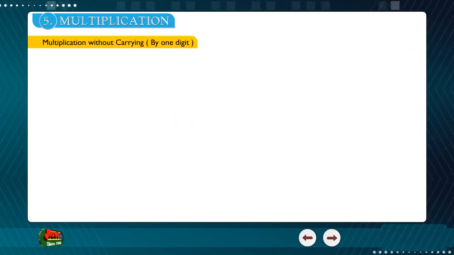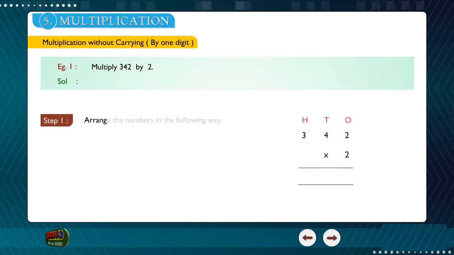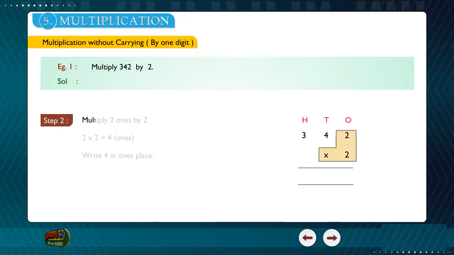5. Multiplication without carrying by one digit. Example 1. Multiply 342 by 2. Solution. Step 1. Arrange the numbers in the following way. Step 2. Multiply 2 ones by 2. 2 into 2 is equal to 4 ones. Write 4 in ones place.